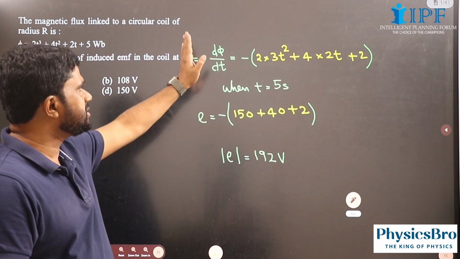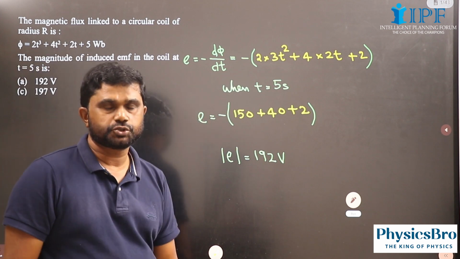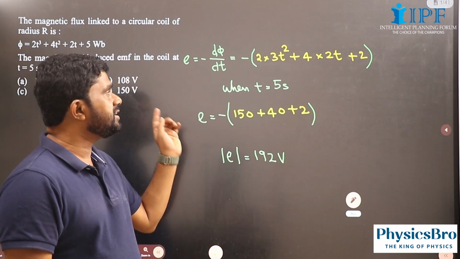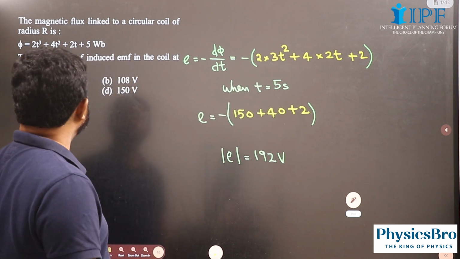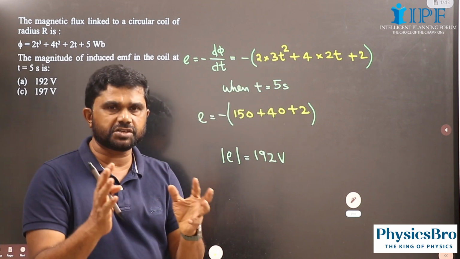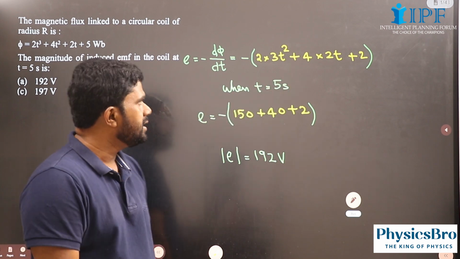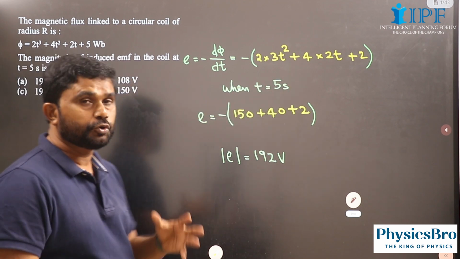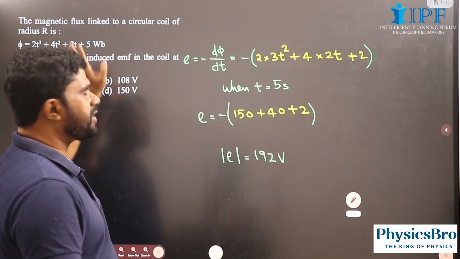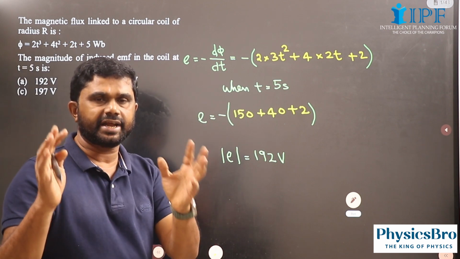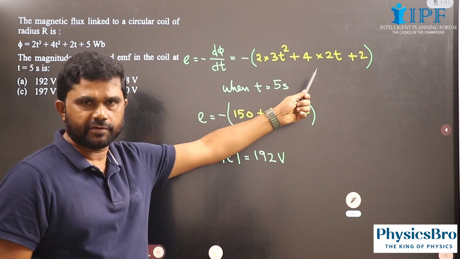So minus d phi by dt means minus, then 2t cube. This 2 is constant and the differential of t cube will be 3t square. Next term is 4t square, of which 4 is constant and the differential of t square will be 2t. Next 2t, 2 is constant and the differential of t is 1. Next term 5, being a constant, its differential is 0. So this is the instantaneous EMF.